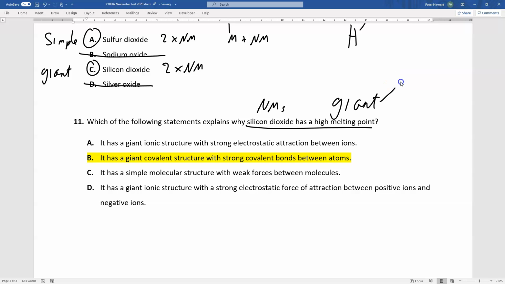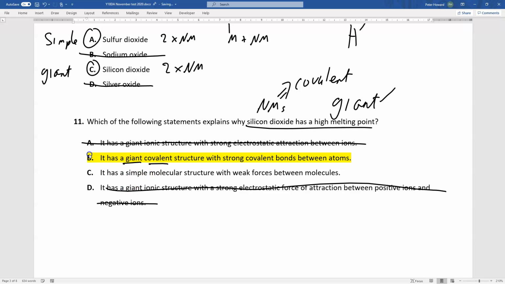So non-metals, obviously we could put here the word covalent. So we can exclude anything which has the word ionic. That's got the word ionic, so we can cross that one out. Giant ionic, we can again cross that one out because it's got the word ions in. Giant, I've said it's giant. Also said it's covalent, so the best answer is 11B. Let's just check that 11C couldn't possibly. Simple molecular. If it's simple molecular, that means it's going to have a low melting point, not a high melting point.